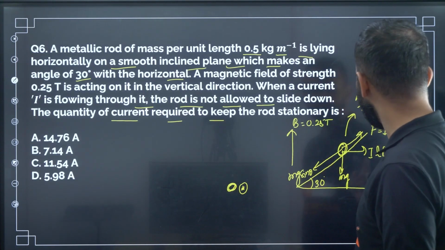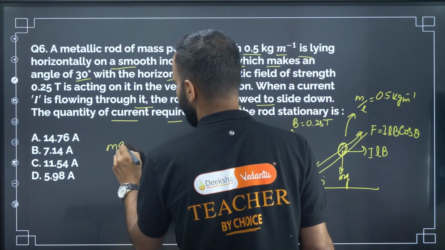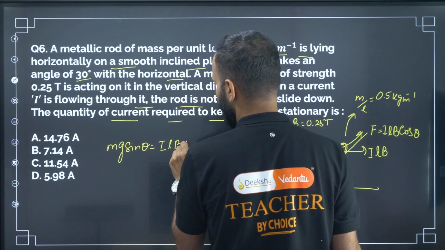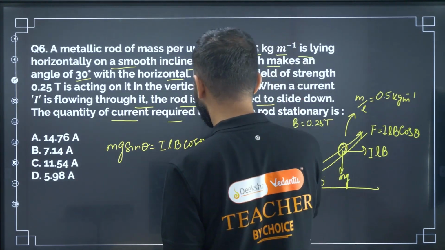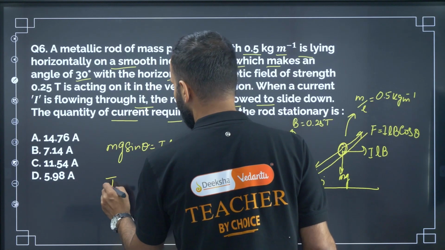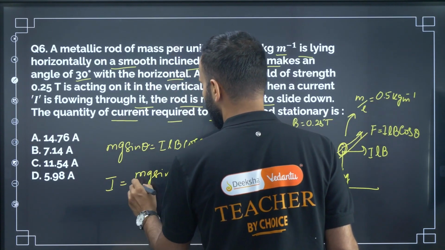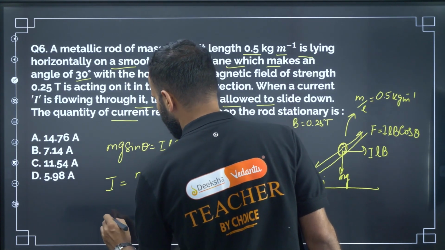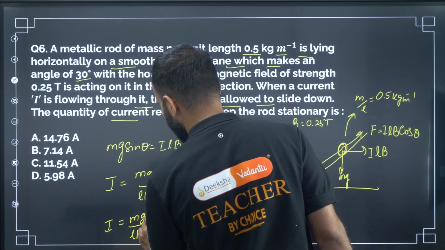I L B cos theta. Theta is 30 degree. Now mg sin theta is equal to I L B cos theta. What we need to find here? We need to find the value of I. I equal to mg sin theta by L B cos theta. I equal to mg divided by L B tan theta.